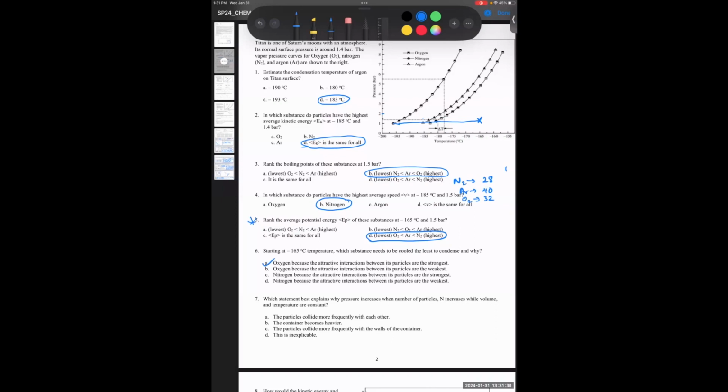Which statement best explains why pressure increases when the number of particles increases while volume and temperature are constant? When you increase the number of particles in a container, you're going to have more collisions with the walls of the container. Therefore, you're going to have a higher pressure. That's the idea. The options are the particles collide more frequently with each other, the container becomes heavier, the particles collide more frequently with the walls of the container. Anyway, it seems like option C is the most reasonable answer.